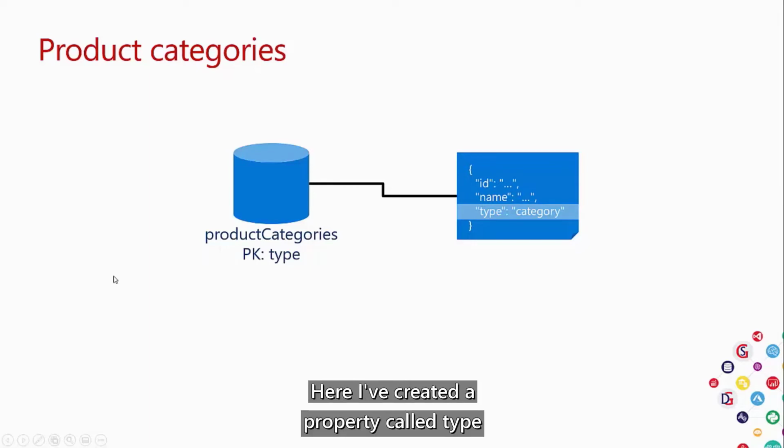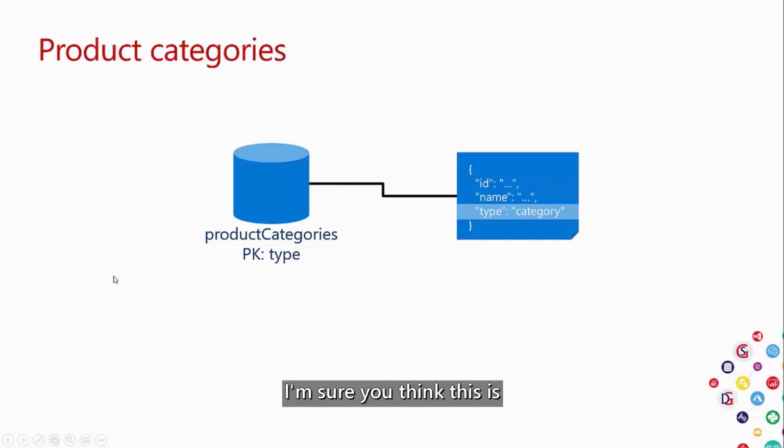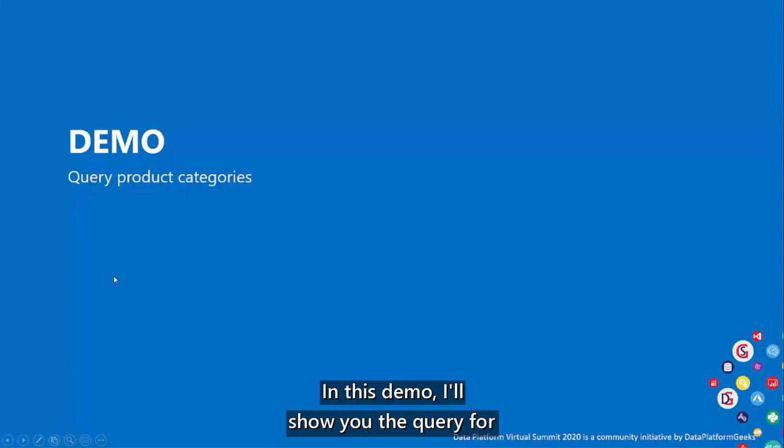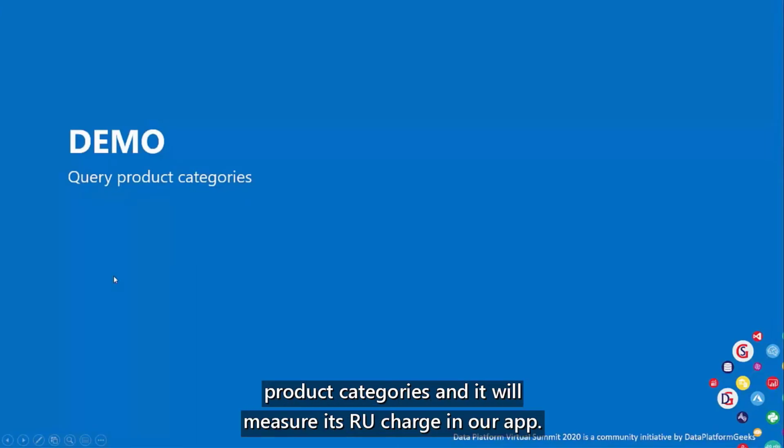Here, I've created a property called type and then given it a value of category. Now I can partition by this type property and set its value to category in each document. I'm sure you think this is ridiculous and looks a little bit weird, but later on I'm going to iterate on this design and you'll see how this actually makes sense. Okay, so in this demo I'll show you the query for product categories and we'll measure its RU charge in our app.